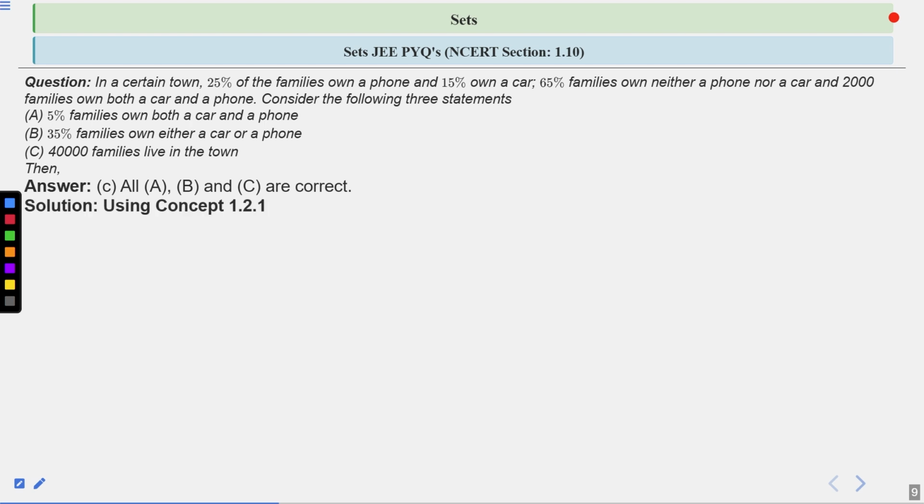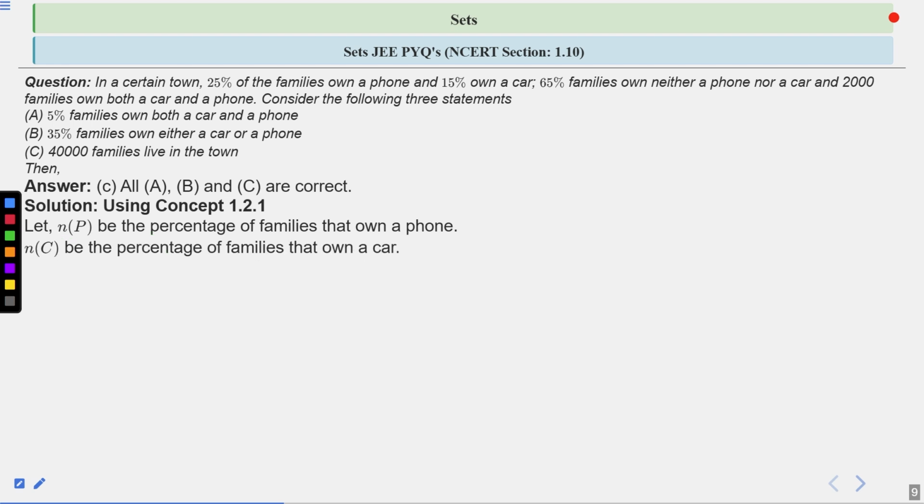Why? Let me show you the solution. Simply assume that NP represents the percentage of families that own a phone, and NC represents the percentage of families that own a car. According to the question, the percentage of families that own a phone is 25%, already given to us. And in the case of a car, it is 15%.